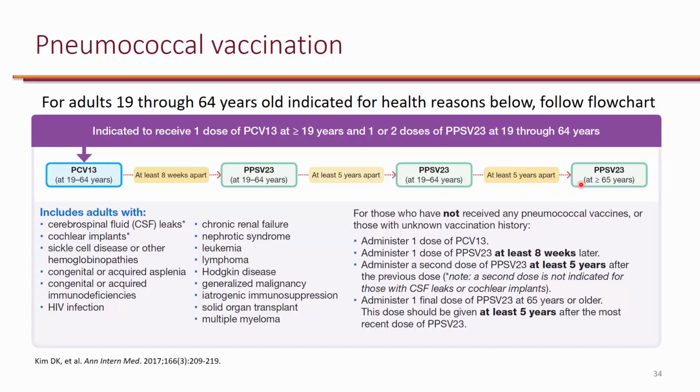And of course, when they turn 65, just like everybody else, just like the general population, they need to get a dose of PPSV 23 because the effects of PPSV 23 don't last through age 65. And as I mentioned before, PCV 13 is very immunogenic. So once you get the single dose, you don't need another one. So even though these patients turn 65, they don't need another dose of PCV 13.